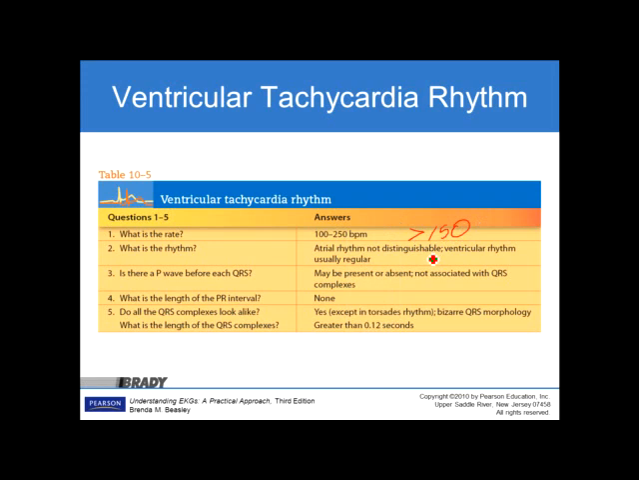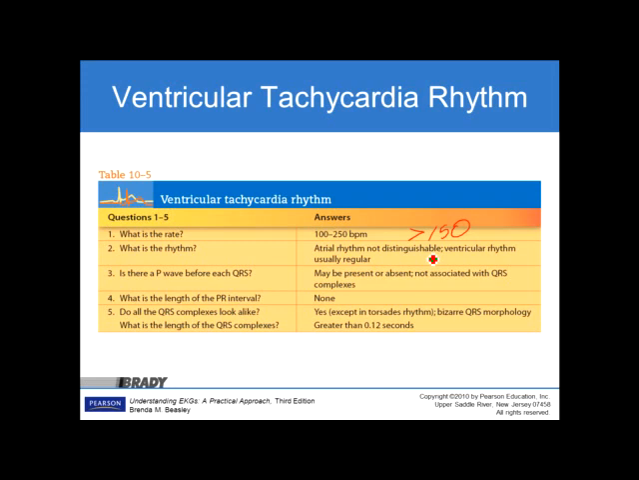And what is the rhythm? There is no atrial rhythm, or none that's distinguishable. The ventricular rhythm is usually pretty regular in VTAC. Is there a P wave? P waves may be present or absent, not associated with the QRS complexes. We are completely outside the pathways and running off the ventricular muscle.